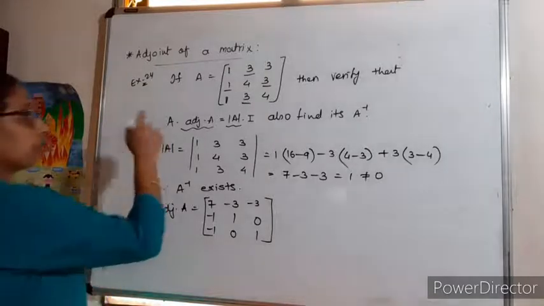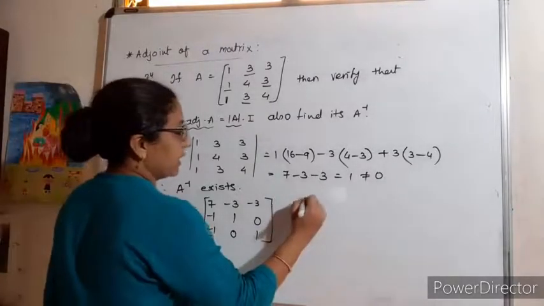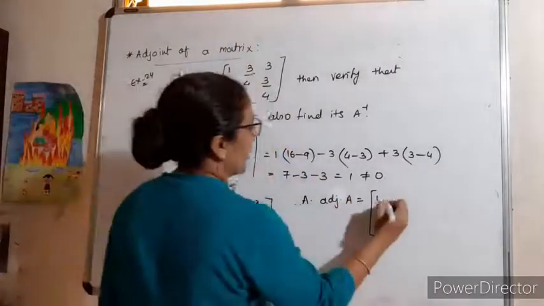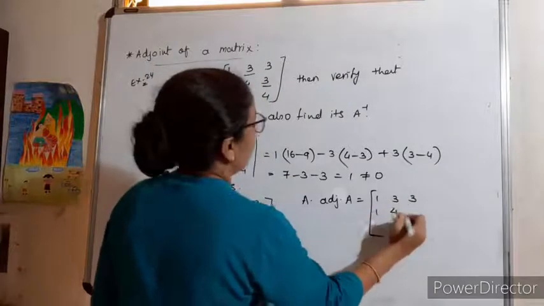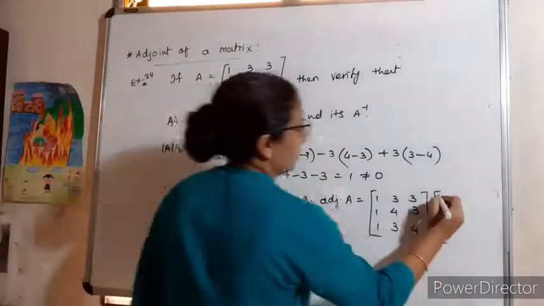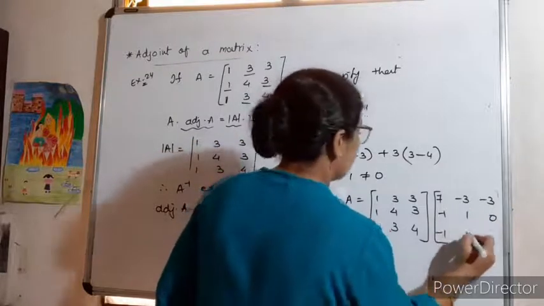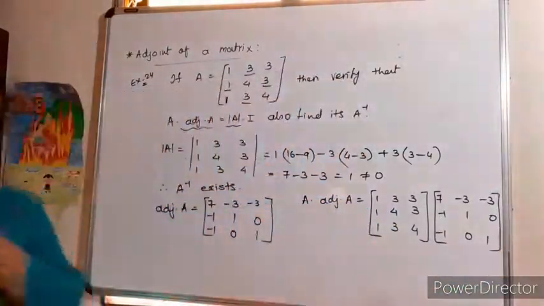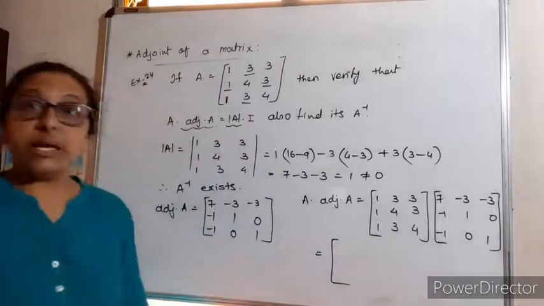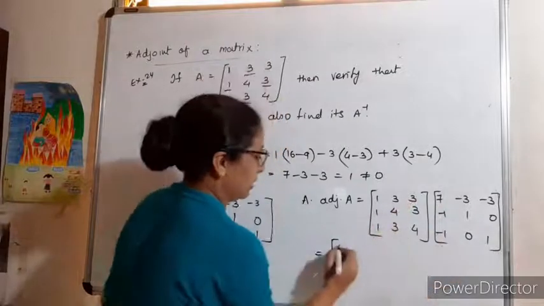Okay, here we have to verify A into adjoint of A. So we will write A into adjoint of A is equal to A, which is 1 3 3, 1 4 3, 1 3 4, into its adjoint 7 minus 3 minus 3, minus 1 1 0, minus 1 0 1. You know the product of two matrices, it is a matrix product, which you have already done in chapter number 3. So here 7 minus 3 minus 3.